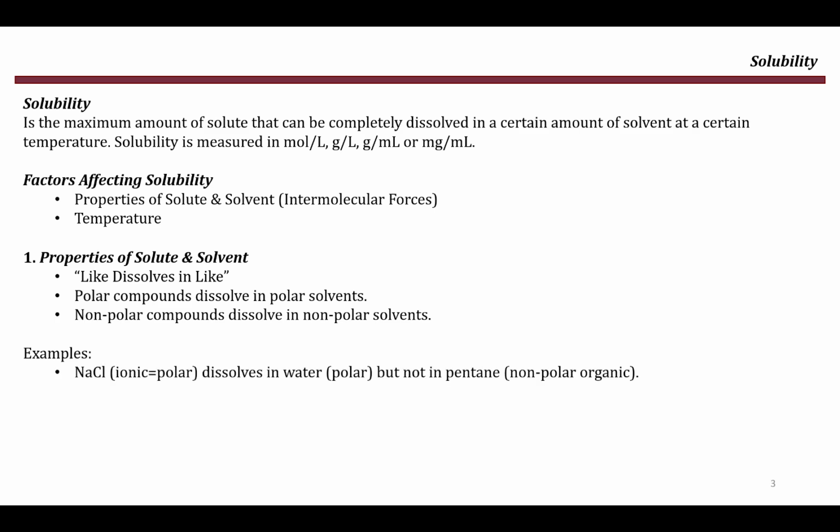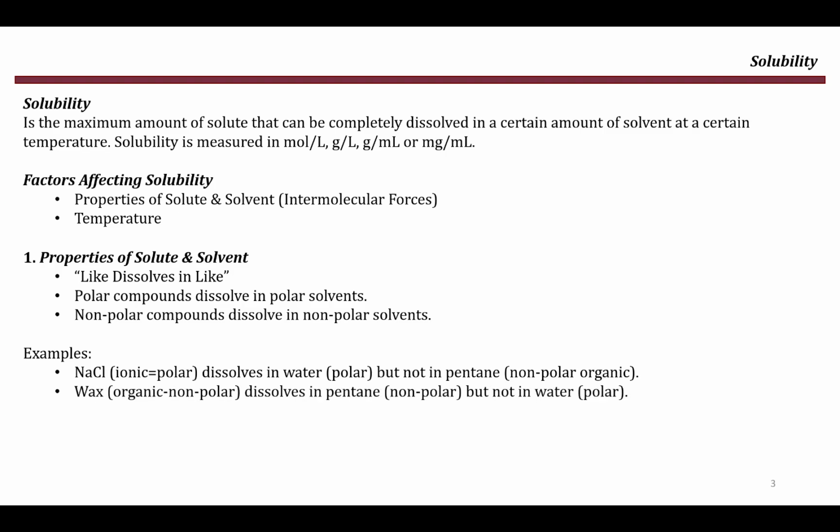For example, NaCl, which is an ionic compound and it is polar of course, dissolves in water, and water is known to be a polar compound, but it doesn't dissolve in pentane, which is a non-polar compound. Why? Because water is polar and NaCl is polar, so they have a similar type of intermolecular forces, and that's why they can dissolve in each other.